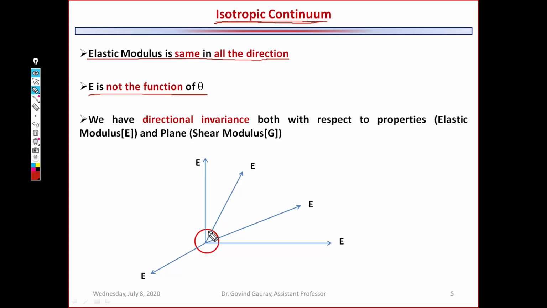So here we see that if this is an isotropic continuum, the values of E in all the directions in the three-dimensional space will remain constant. Such types of materials are known as the isotropic continuum. So we have the directional invariance with respect to the properties, the elastic properties as well as, with respect to the plane, the shear modulus.